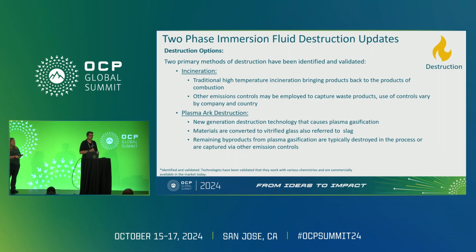Then there are several companies out there, and I'm happy to share their names after the talk if you're interested, who are also using plasma arc destruction, which is a different means that essentially reduces the potential emissions of destruction by 99.9%. So these are two potential options available to you, and a lot of this, very similar to what you see with the single-phase fluids, is going to be based off the fluid quality and what needs to be done to rework that fluid to a usable state.